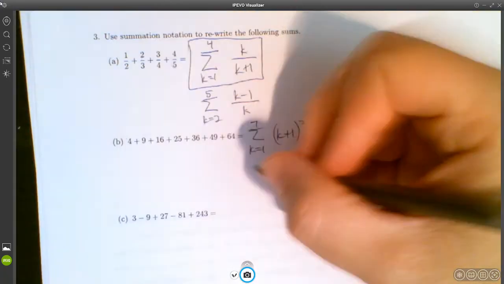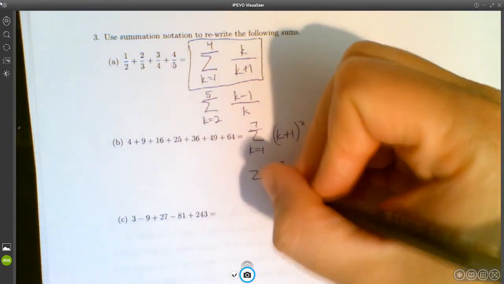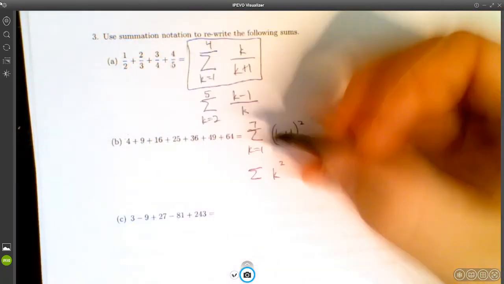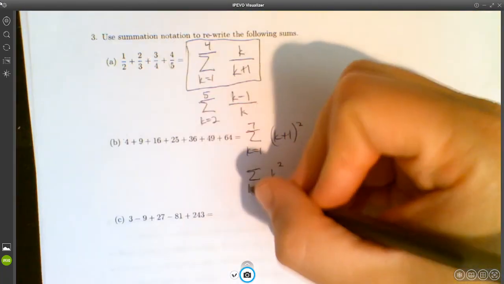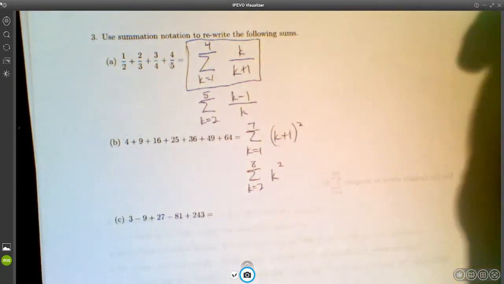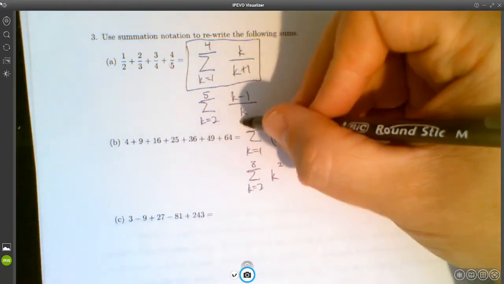Now maybe you thought, well, I noticed that they're perfect squares, so I'm just going to think of it as k squared. That would be fine, but then you need to start at 2, right? Because you need the first term to be 4, so you need to start k at 2, and then you need to end at k equals 8. But these two things are going to generate the same list of numbers as well.